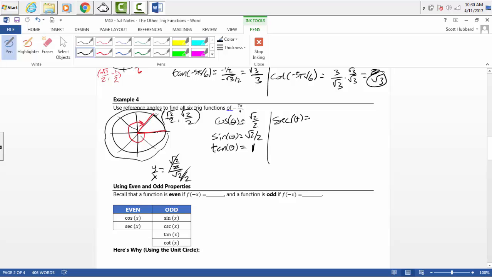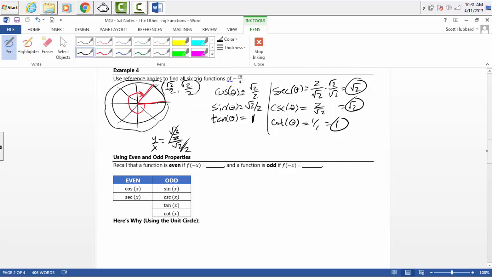Secant of theta here is going to be the reciprocal of this. It will be 2 over root 2, which, again, we rationalize. We're not savages here, so we're civilized folk. So we get 2 root 2 over 2, so it's just root 2. Okay? Cosecant of theta is going to be the same thing. It's going to be 2 over root 2, which will equal root 2. And cotangent is just going to be 1 over 1. Just 1.